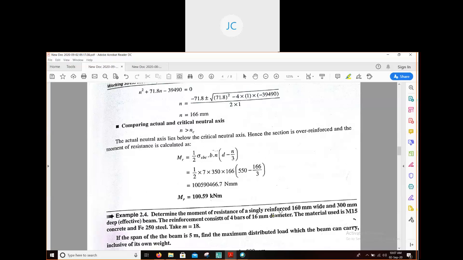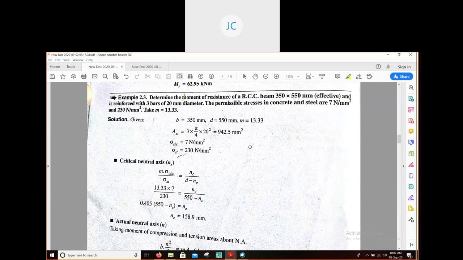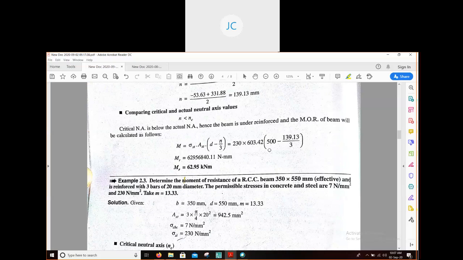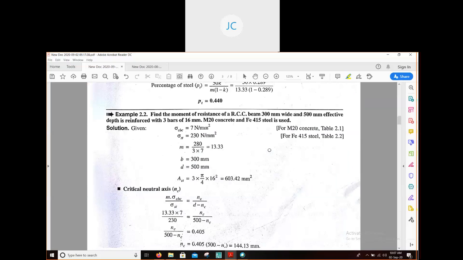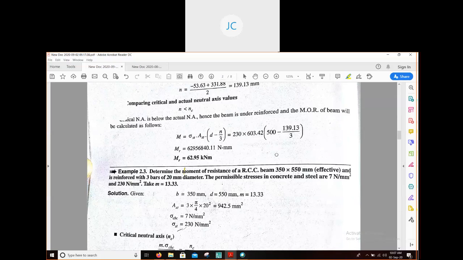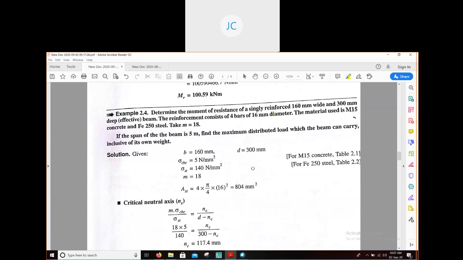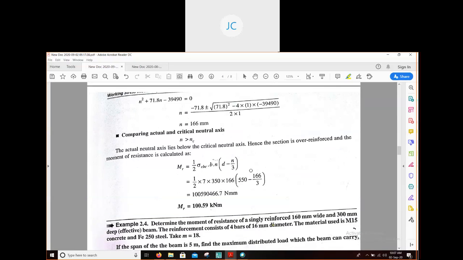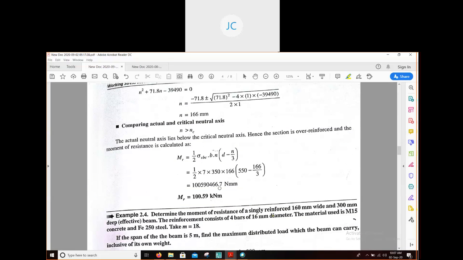All of you, see the formulas. If you don't remember the formulas, you can see them in the last class PDF. From the last class PDF, see the formula and find out the moment of resistance. Solve the numerical now and tell me the answer. Only then will I discuss this solution.